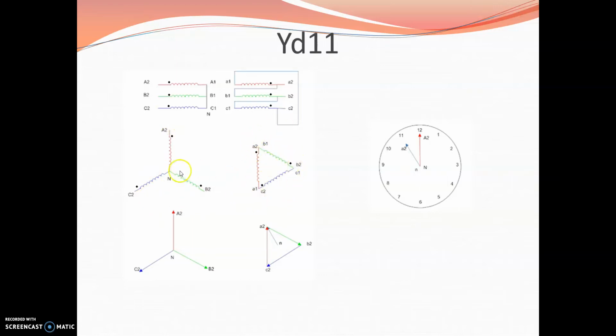In case of star, you need to connect A1, B1, C1 to the neutral. In case of delta, you need to connect the ending point of one to the starting point of the other. That means A2, B2, C2, A1, B1 and C1 will be connected respectively. These are the winding diagrams, phasor diagrams and the clock notation.